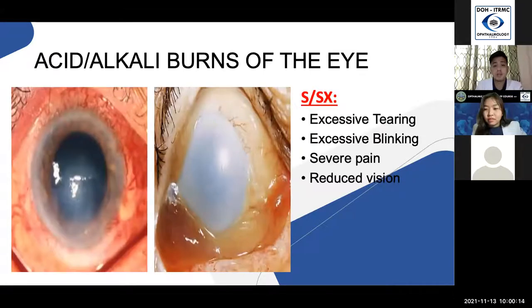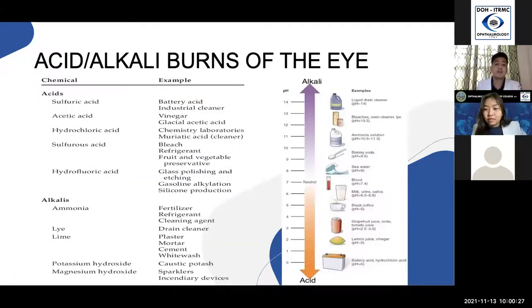So next one is acid alkali burns. Signs and symptoms of these are excessive tearing, blinking, severe pain, and reduced vision. So these are the examples of acids and alkalis.